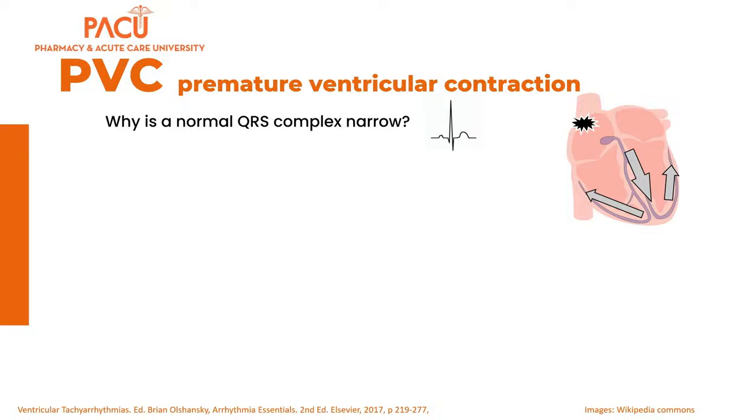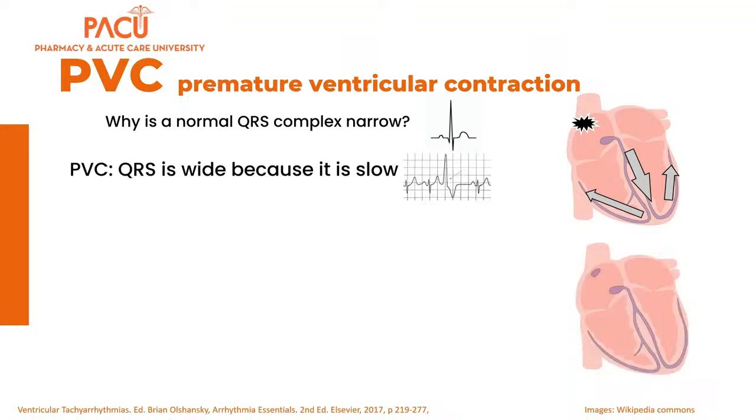A PVC, on the other hand, is an ectopic beat generated somewhere in the myocardium. When this ectopic ventricular impulse occurs, electricity produced does not have a clear path to follow, so it travels slightly slower across the ventricle, like in this lower schematic here. Nonetheless, it results in a ventricular contraction, of course, with a wide QRS.